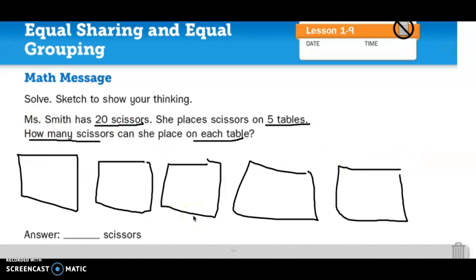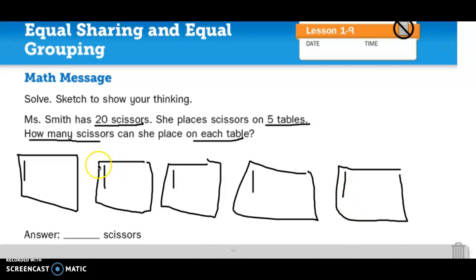How did you place an equal amount of scissors on there? If I know there's 20, could I tally and count to 20 and stop when I get to 20 to see how many are on each table? Let's try that. Okay, so I am going to count up to 20 scissors, and I'm going to put 1 scissors on each table. 1, 2, 3, 4, 5. So far, I've handed out 5 scissors out of my 20. Okay, I'm going to start at my first table again.